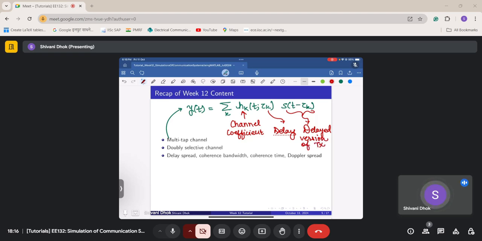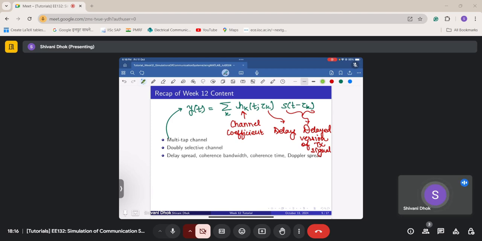Delayed version of transmitted signal. Okay. Then there are different types of channels. One will be time selective. So what it means is the channel changes very frequently with time.